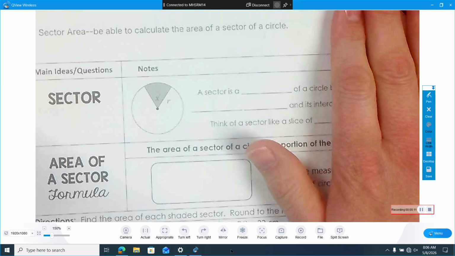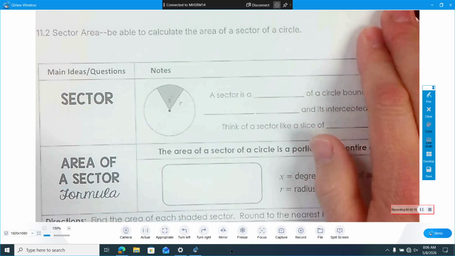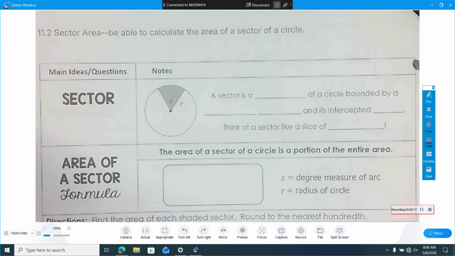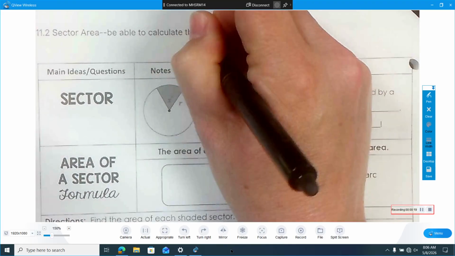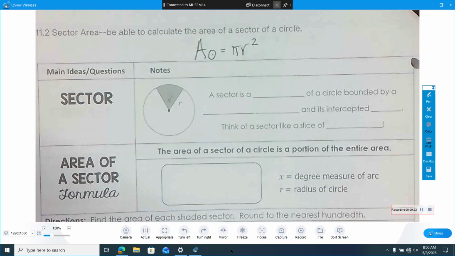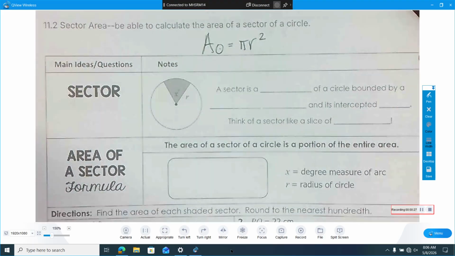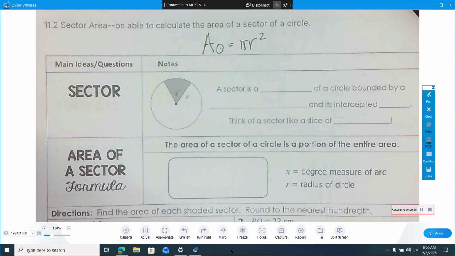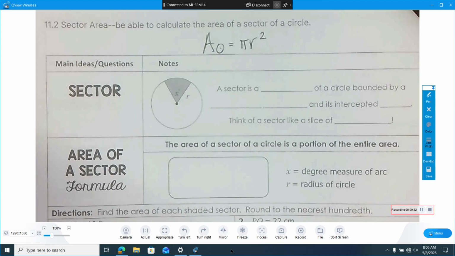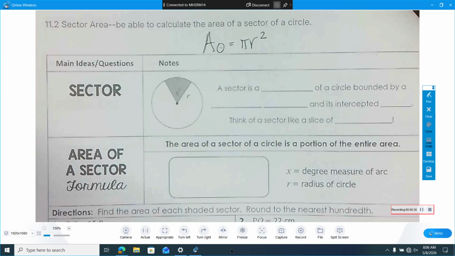So we want to be able to calculate the area. Yesterday we did areas of plane figures. And the area of a circle is pi times radius squared. That's the area of an entire circle, but what we're looking at today are just sectors of circles, not all the area. We want just a little fraction of the area.